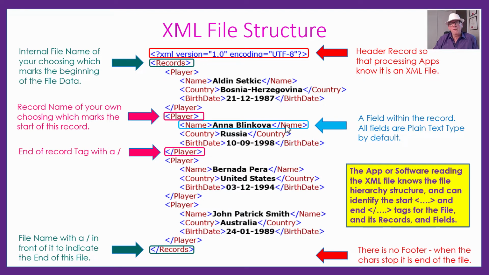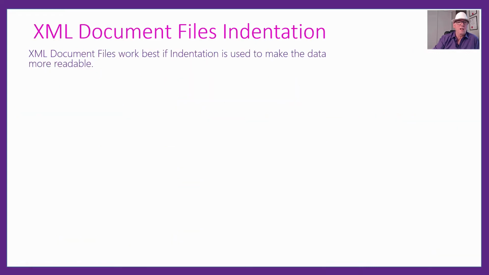So the software, whatever's reading it, knows the file hierarchy structure. So we do have a hierarchy. The whole big thing is the file, which we've called records. Inside the file, you have individual player records, and inside each individual player record, you have the field data for that player. So it's kind of like a hierarchy. We start big, and then we go medium, and then we go right down to the small level of each field. And so apps that read this see the header, know, hey, this is an XML file. It's in UTF-8, and we'll know how to interpret what's in it.